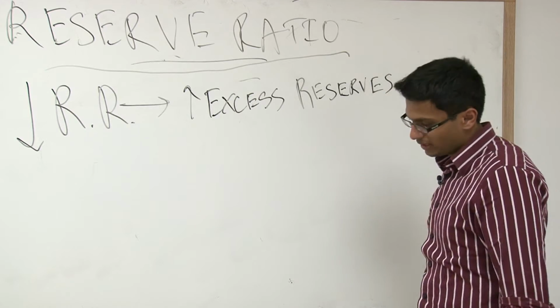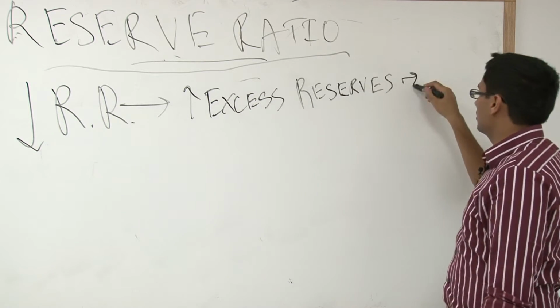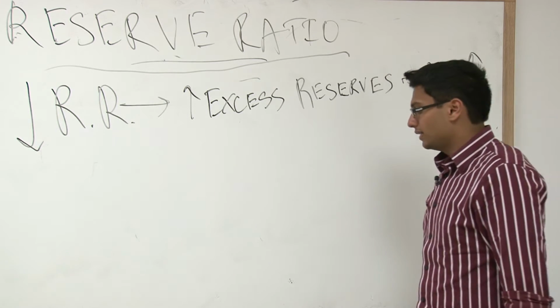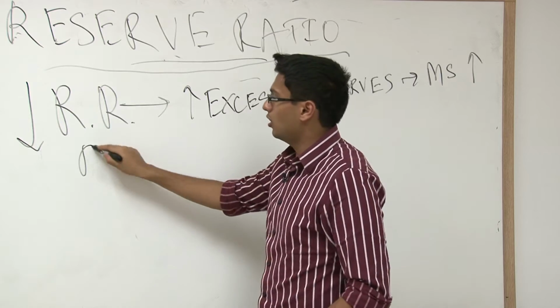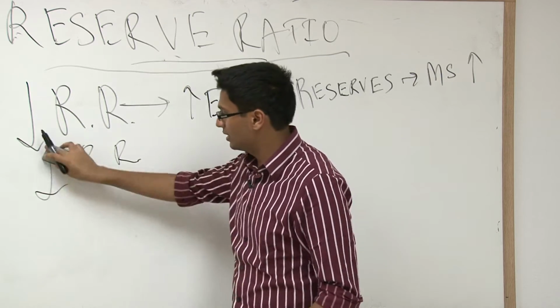Excess reserves. So if excess reserves go up, and we've seen this link before, the money supply tends to go up. Now the exact opposite: if your RR goes down, the money supply goes up; if RR goes up, the money supply goes down.